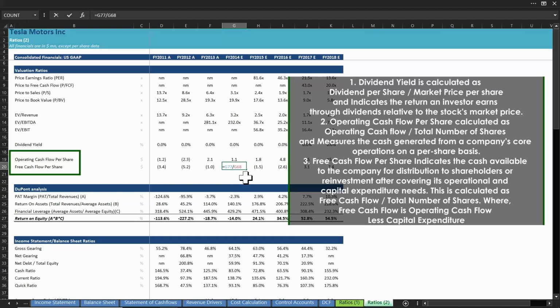3. Free cash flow per share indicates the cash available to the company for distribution to shareholders or reinvestment after covering its operational and capital expenditure needs. This is calculated as free cash flow divided by total number of shares, where free cash flow is operating cash flow less capital expenditure.